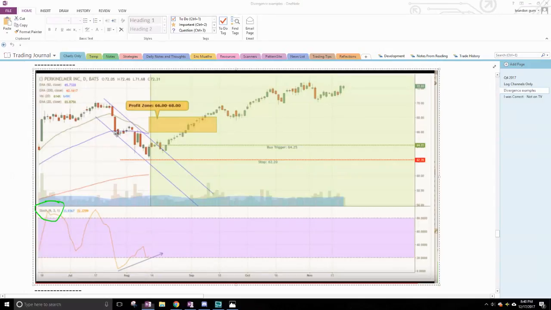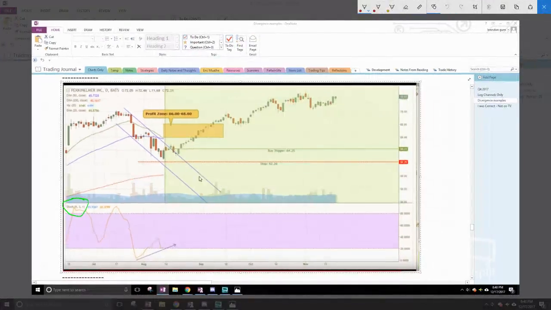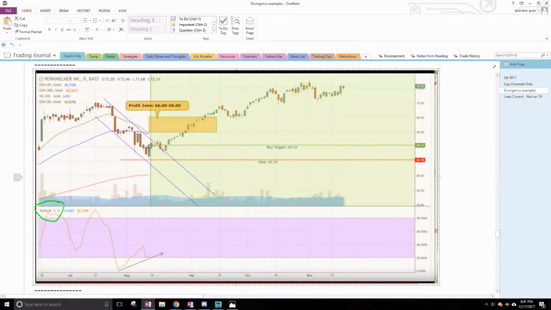Let's pull up the drawing tool here. We're going lower. Stochastics is going higher. This point of contact, and then this point of contact. I would have gone long after this nice green bar right here. And then we go bada boom, massive returns from 64 all the way up to 73.